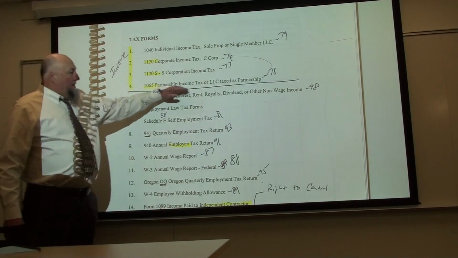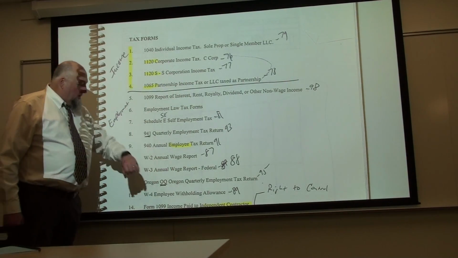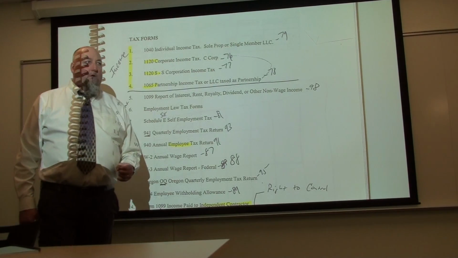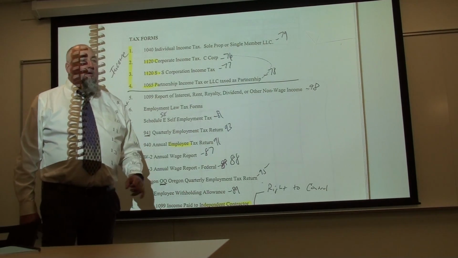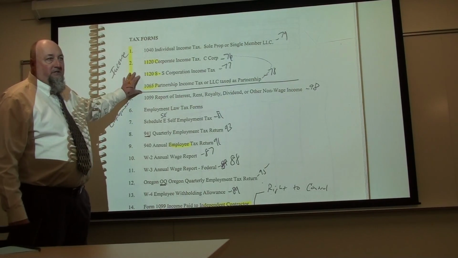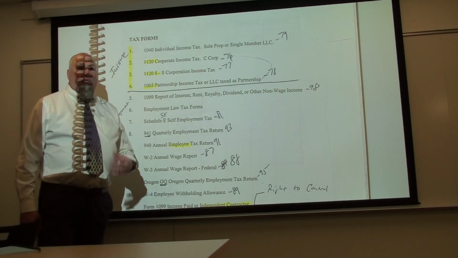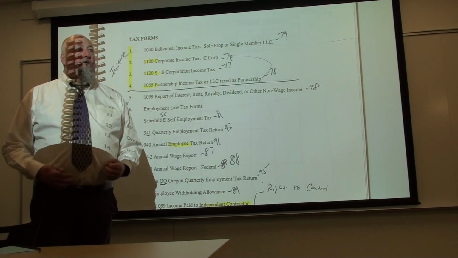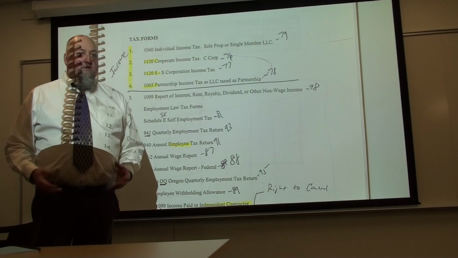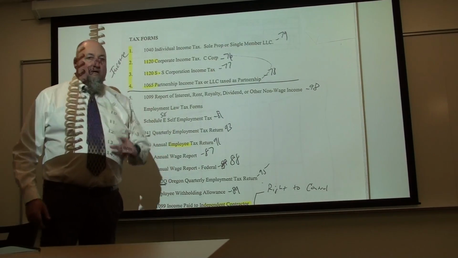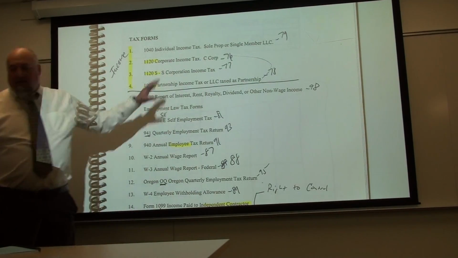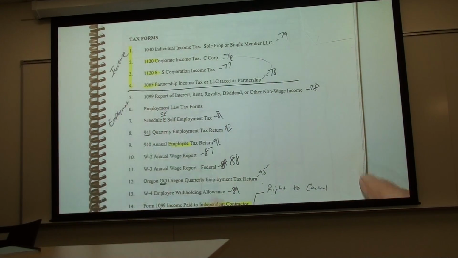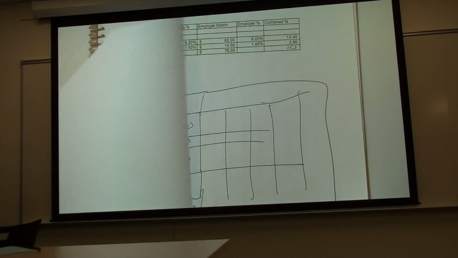So then I drew a line right here, and these forms down below are forms that relate to payroll and employment taxes. So the top forms are income taxes. The forms down below here are forms that relate to employment, payroll, independent contractors, reporting of income, and that sort of thing. And I'm going to talk about those next class. So for today, I just want to look at these first few forms, so you have a general idea of how these forms work.